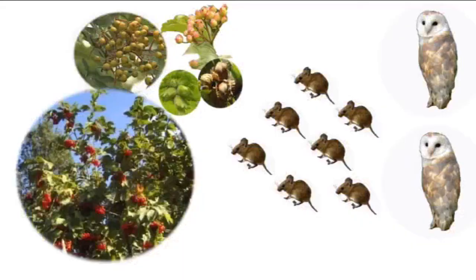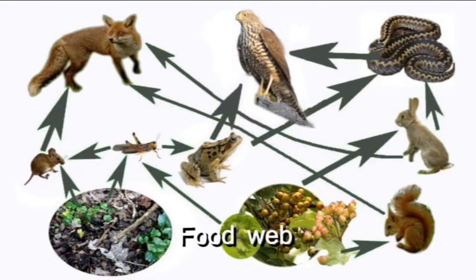Now we're going to look at plants and animals in a little more detail and outline how they exist with each other in the woodland and contribute to the ecosystem. See if you can draw a food chain and a food web and place the plants and animals in the correct position on your diagram.